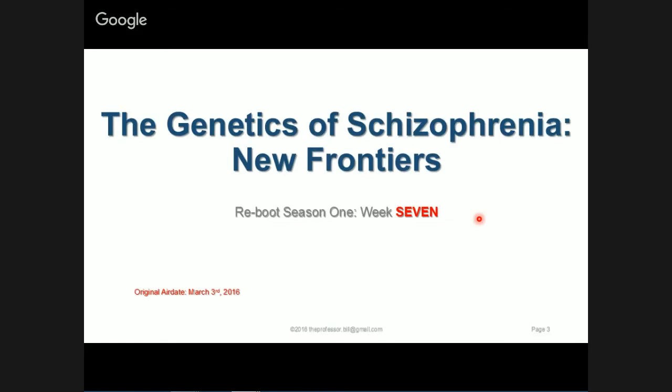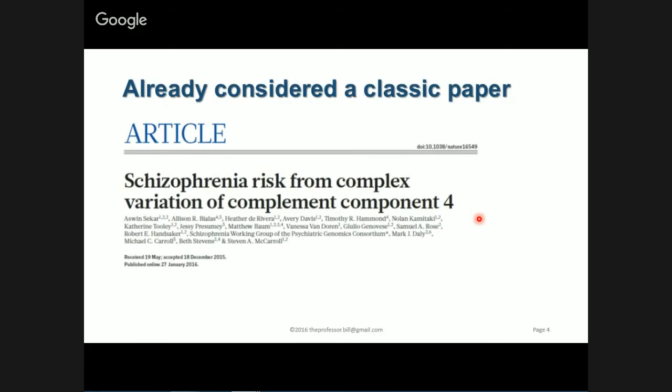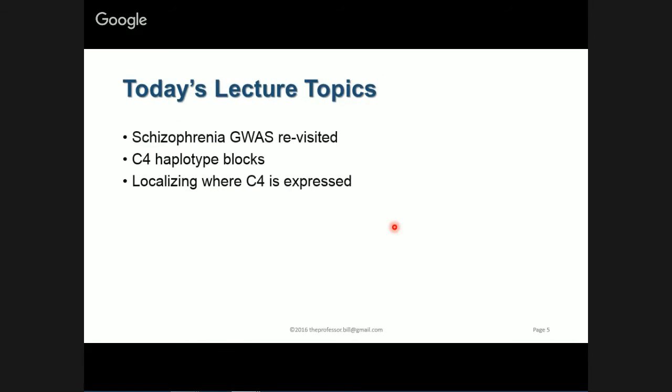Now, I'm going to ask you at the end if you think that this functionality study that involves complement component 4 is actually all that impressive. I'm going to argue with you that perhaps it isn't. Their functional studies were a little bit lacking in this particular case, even though it is now considered a classic paper. So I'm going to go back and talk to you a little bit more about these haplotype blocks.